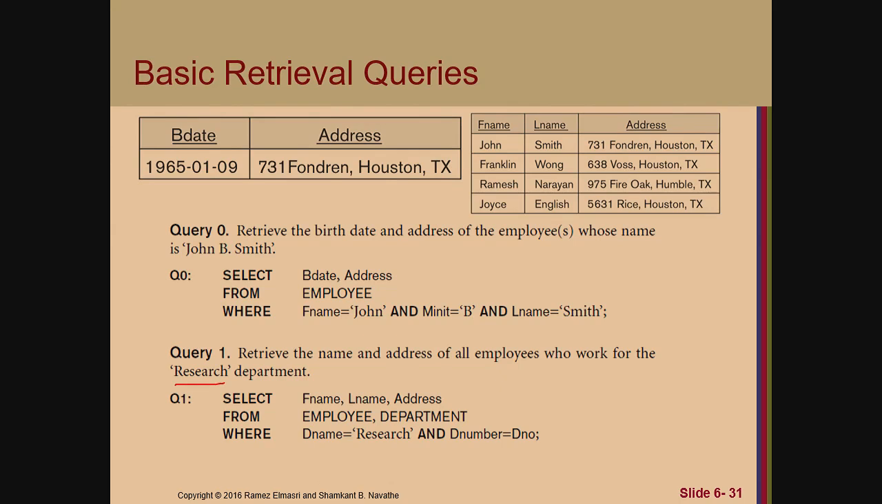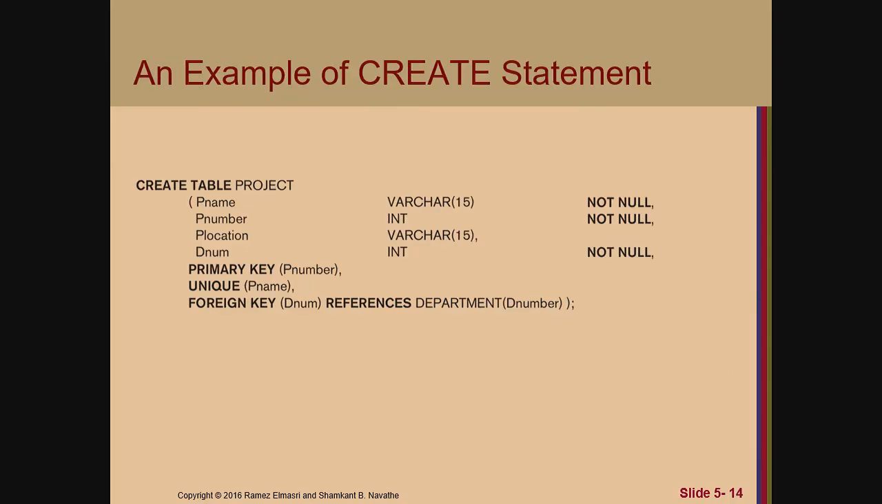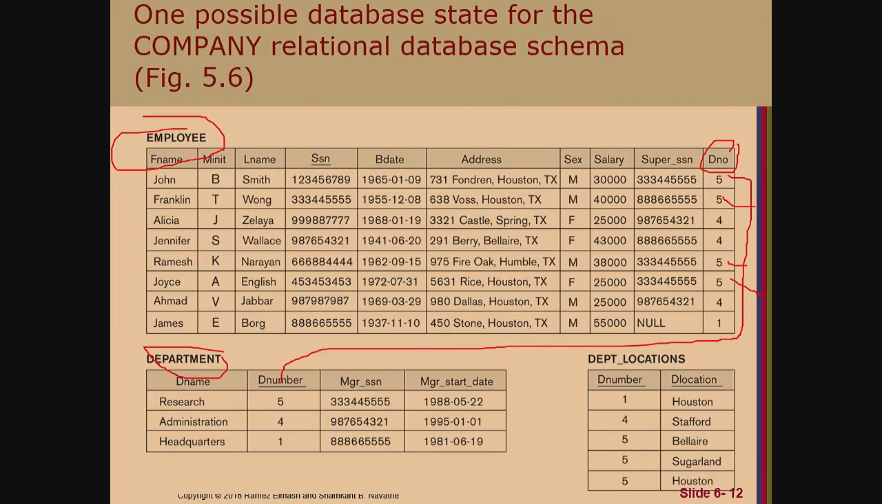Because research, so you have to use employee and department, and the name equal research, and the number equal DNO. It's too long. The number and DNO, which one belongs to which table? Let's go back and see. Because they set the name of the attribute differently, right? DNO belongs to the employee table, and the number belongs to department.